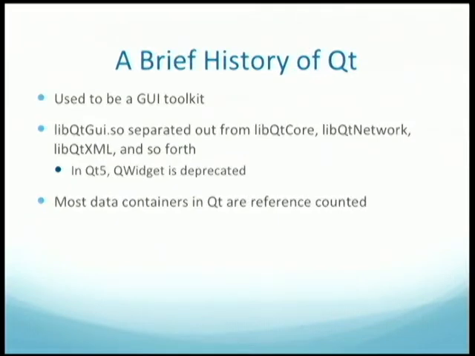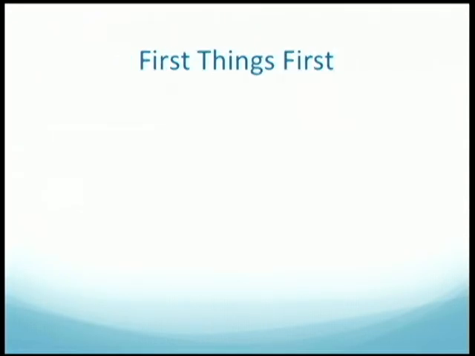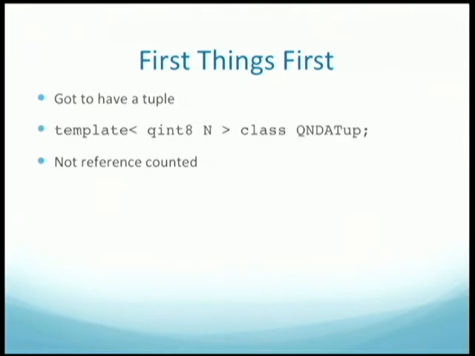If you're not familiar with Qt, it used to be a GUI toolkit back in the Qt 3 days, and then they split apart the dynamic libraries so that you could write GUI-less applications using this framework. Most importantly, most of these data container classes are reference counted. But we don't have a lot of the facilities that are fundamental to the operation and use of NumPy.